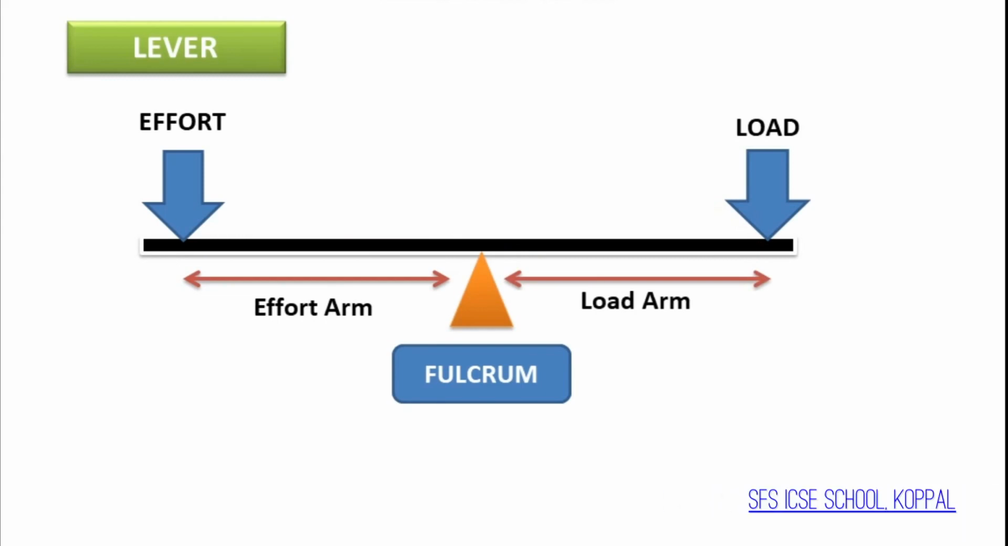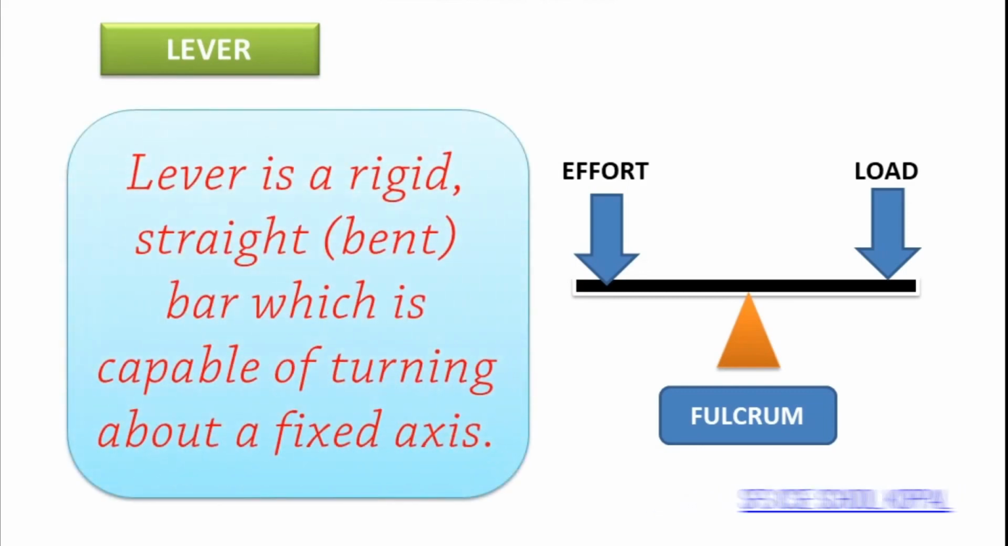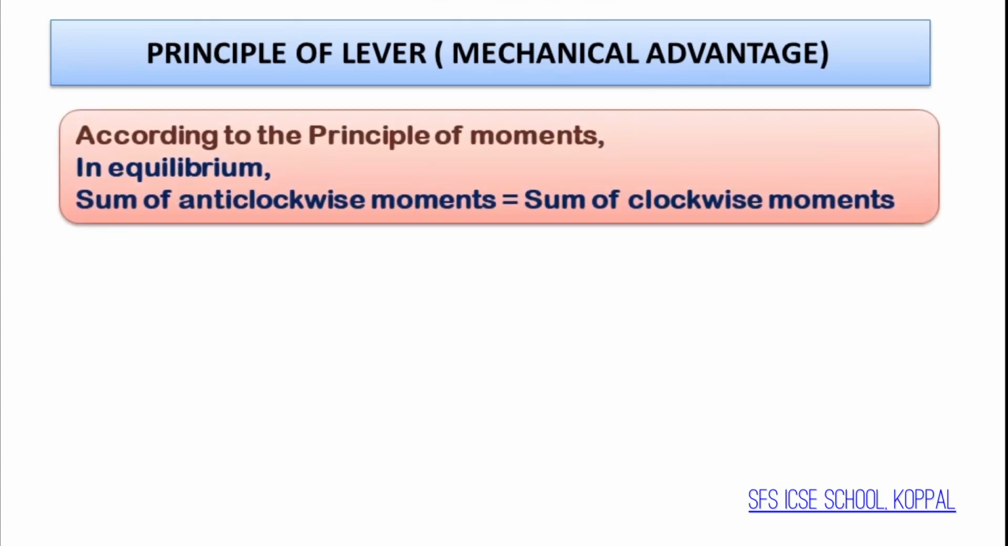So let us define lever as: lever is a rigid, straight or bent bar which is capable of turning about a fixed axis. Now let us study the principle of levers, that is mechanical advantage of lever. We have already studied in chapter number 1 principle of moments. According to principle of moments, in equilibrium, sum of anti-clockwise moments is equal to sum of clockwise moments.